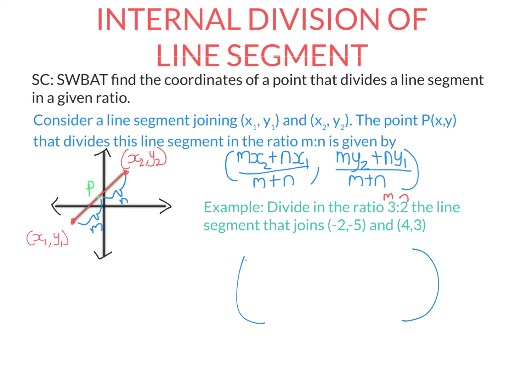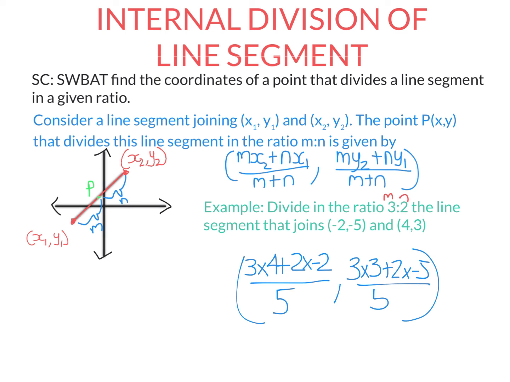So it's m times x2, x coordinate of the second point, plus n times x coordinate of the first point, all divided by m plus n. So that's the x coordinate. The y coordinate is m times y coordinate of the second point plus n times y coordinate of the first point, again divided by m plus n. And putting that in our calculator, we get this point here.